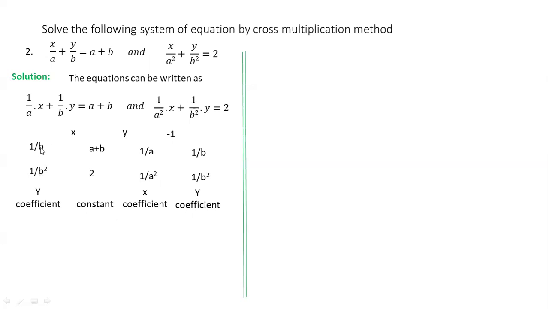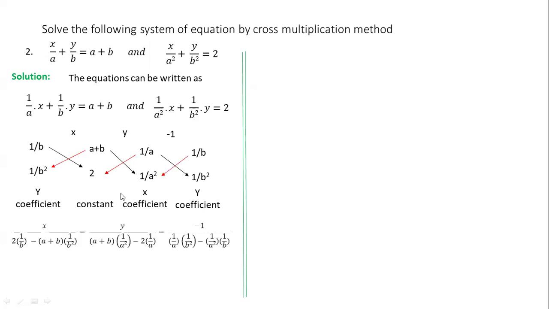So, x upon this into this. So, it will be this first. X upon first this multiply minus this into this. Then y upon this into this minus this. Minus 1 upon this into this minus this side. Clear?